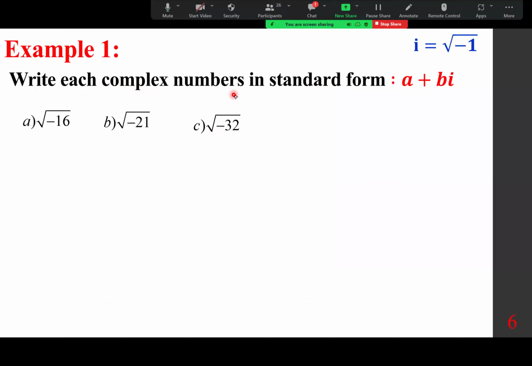Write each complex number in standard form of a plus bi, where i is defined as square root of -1. So clearly, this is -1 times 16, and this -1 must be replaced by i. 16 comes out as 4, so we write 4i.